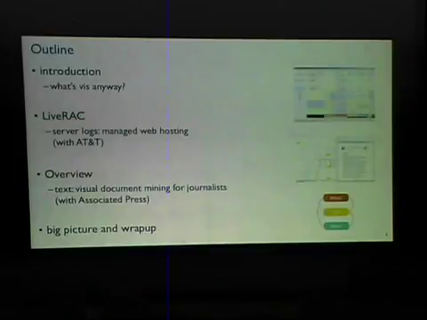I'm going to give two examples that we're going to walk through. One is a system for looking at server logs from managed web hosting, and this was done in collaboration with folks at AT&T. And the second project is called Overview, and this is for semi-structured text, which is visual document mining for journalists. And that was done in collaboration with folks from the Associated Press. And then I'll try to take what I've talked about and fit it into a bigger picture and wrap things up all in the nick of time by 55 minutes too.